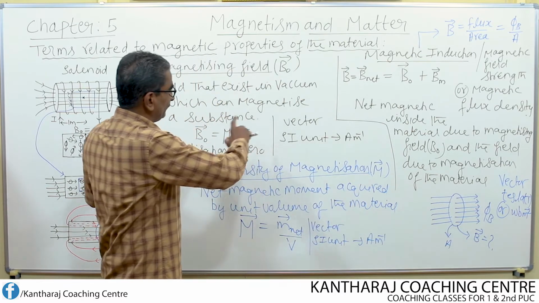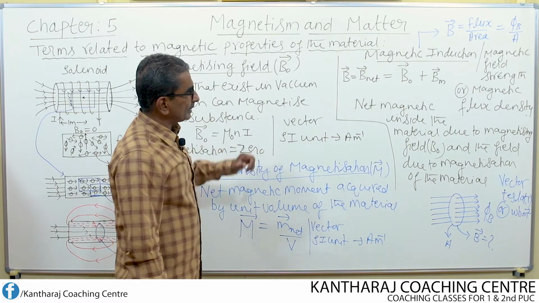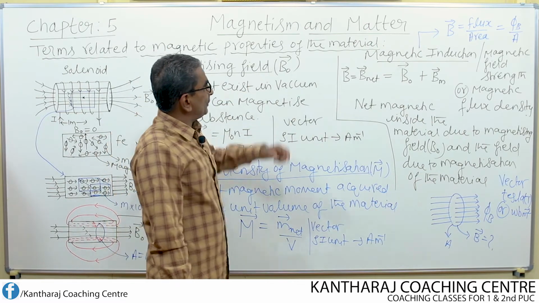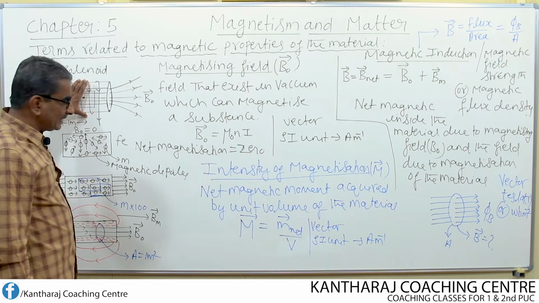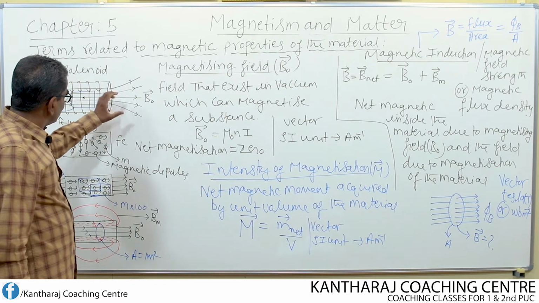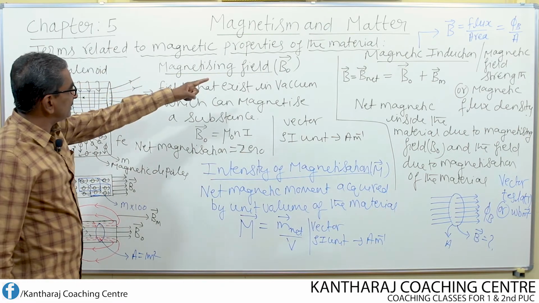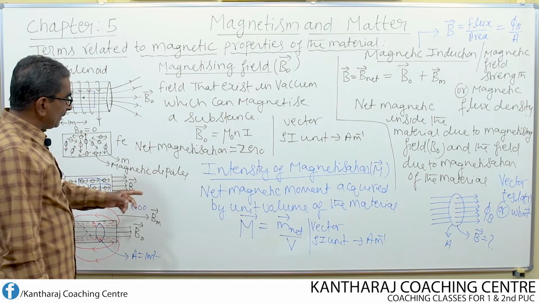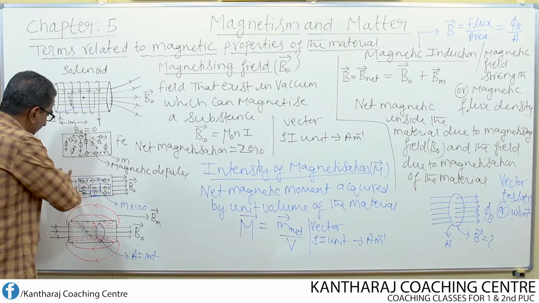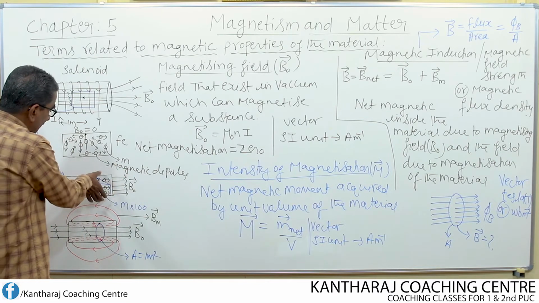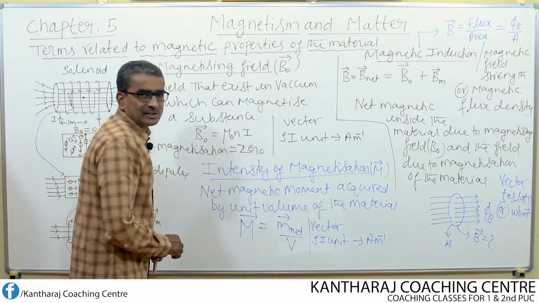Now know the difference between these three, because we have to discuss a few more terms related to the magnetic properties of the material. So far we discussed what is meant by magnetizing field: the field that is produced in vacuum and used to magnetize the material is nothing but magnetizing field. Then what is meant by intensity of magnetization: the magnetic moment acquired per unit volume of the material when it is kept in an external field or magnetizing field is known as intensity of magnetization.